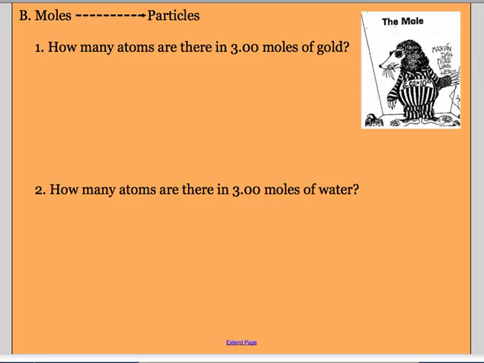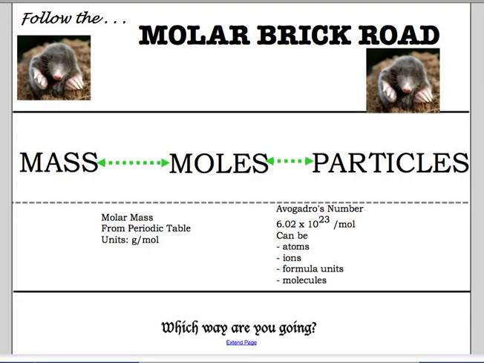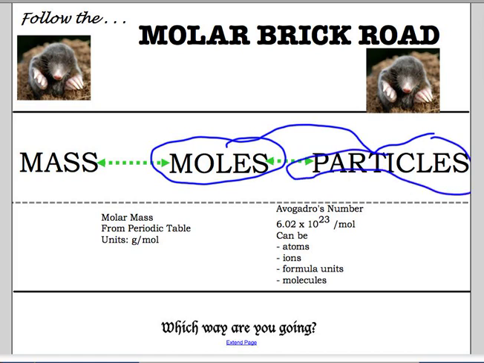Our next type is going to be moles to particles. These are easier in one way, they're trickier in another way. So if we're looking down here, now we're doing this thing. We have our moles, but now we're going to particles. And if you look here, we're not using molar mass anymore, we're using Avogadro's number. So it's easier because we don't have to look up a molar mass, but it's harder because you have to figure out what are you talking about. Are you dealing with atoms, ions, formula units, or molecules? So some people like these more, some people like them less.